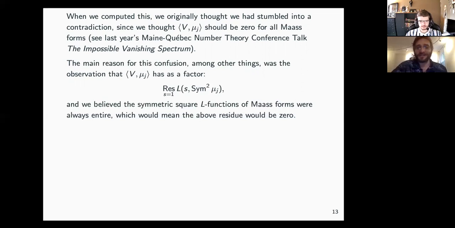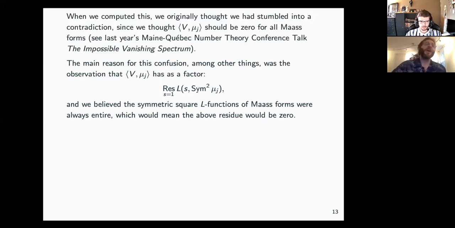And so this residue should be 0 because there isn't a pole at s equals 1. And the more we dissected this thing, we needed a Maass form that had real coefficients, but still had this non-trivial nebentypus, which meant that every Fourier coefficient on a prime where the character was -1 should vanish, which seemed to contradict the Sato-Tate conjecture. And so we were really confused as to why this thing should ever not be 0.